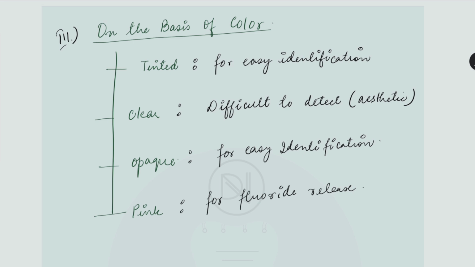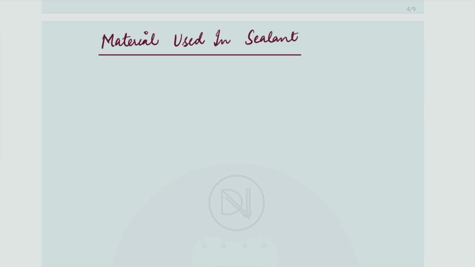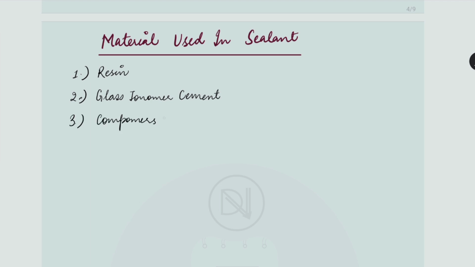Okay. Now, what are the materials which are used in sealant? The first material which is used is resin, so it is resin based. Second is glass ionomer cement. The third is compomers. And the fourth is fluoride containing sealant.